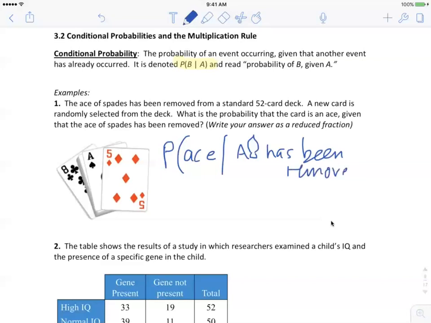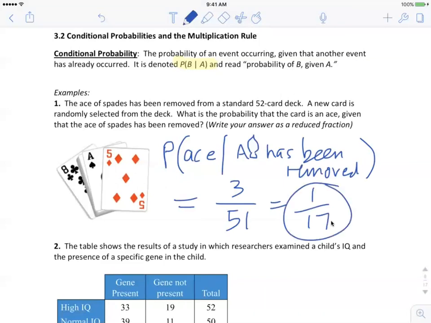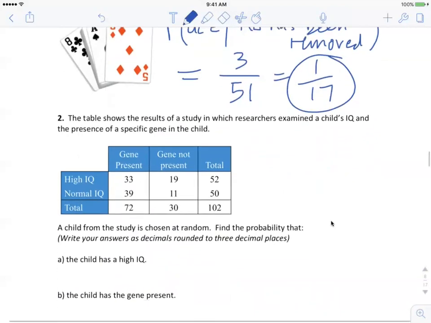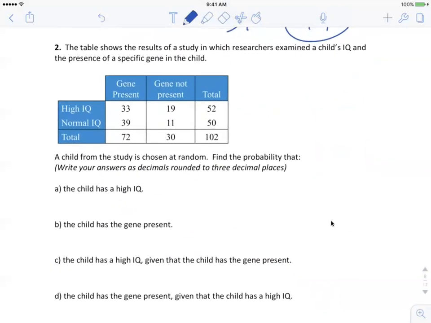So sometimes you can just write out the whole thing, right? And that we said was 3 out of 51. That reduces to 1 out of 17, I'm pretty sure. 3 goes into 51 17 times, okay? So there's one type of conditional probability. It will change the counts when you set up your fraction. Here's another kind when we get to things like two-way tables.